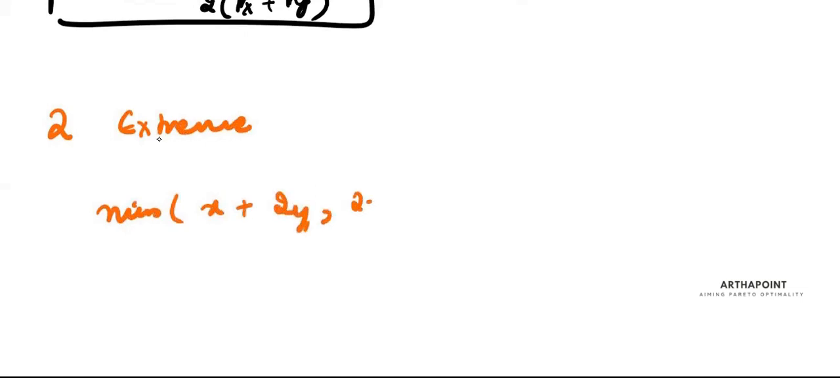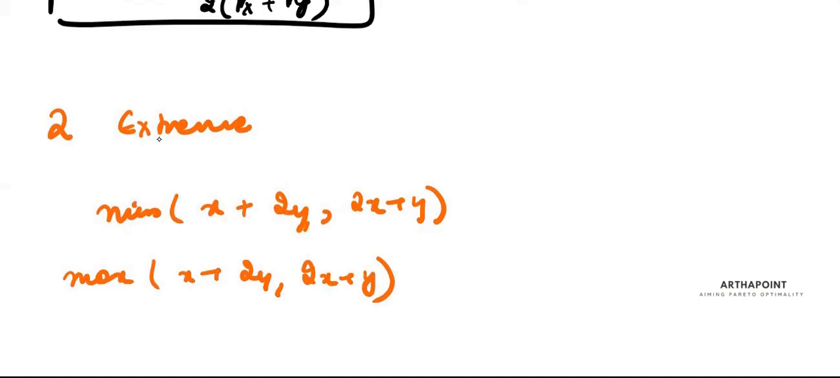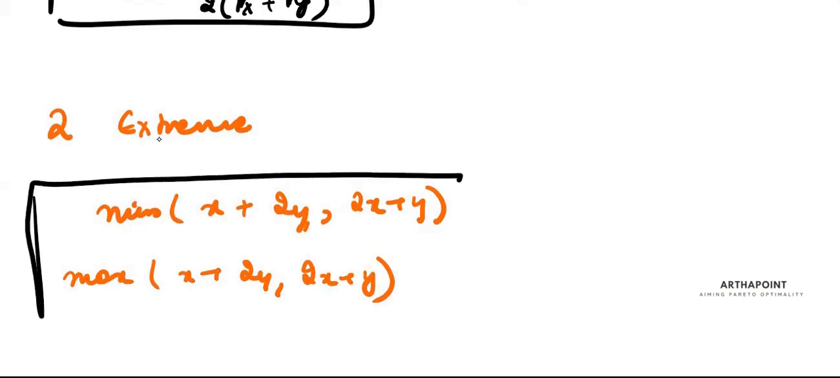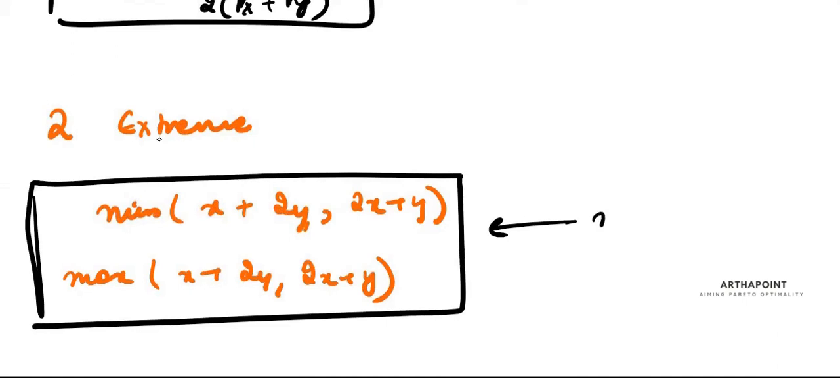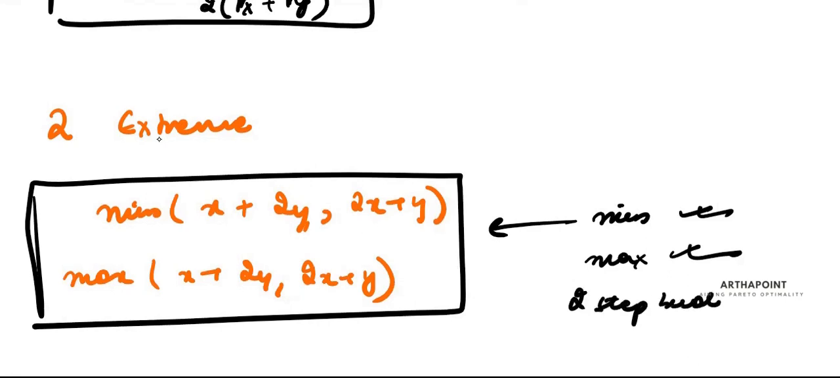So tomorrow, I'm going to introduce to you 2 very difficult, extreme kinked functions. One is min of X plus 2Y, comma 2X plus Y. The other is max of X plus 2Y, comma 2X plus Y. You will only be able to solve this if you revise what is min, what is max function, and this two-step budgeting that we did in this question. Okay, thank you.